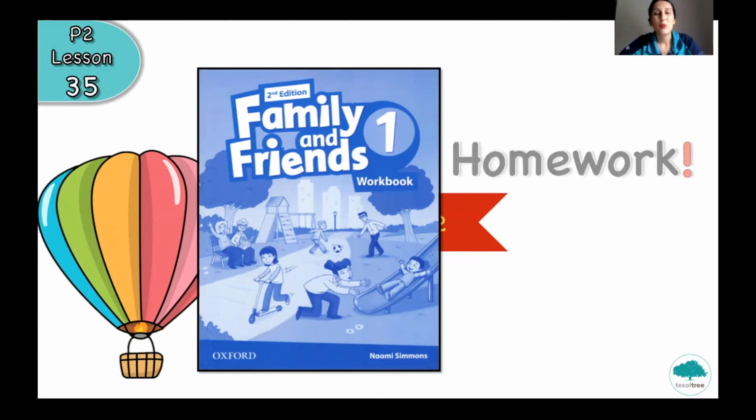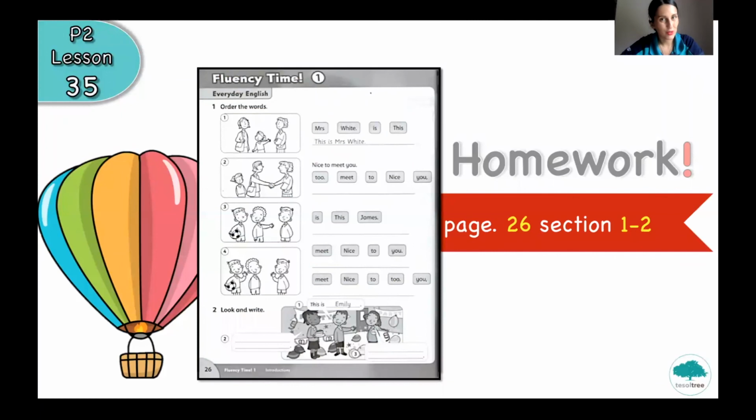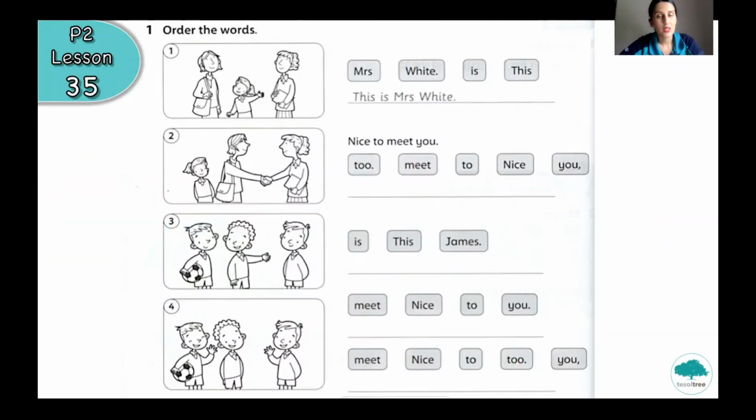I want you to prepare your workbook and open page 26, section 1 and 2. I will explain to you how to do your homework. You can see the sentences, but you should order the words. For example, number 1, you have Miss White is this. Think, P2, how to make the whole sentence in the correct order. This is Mrs. White. Very good.